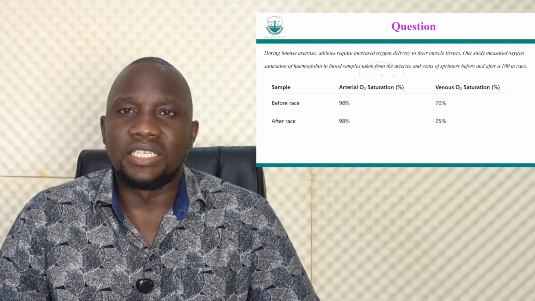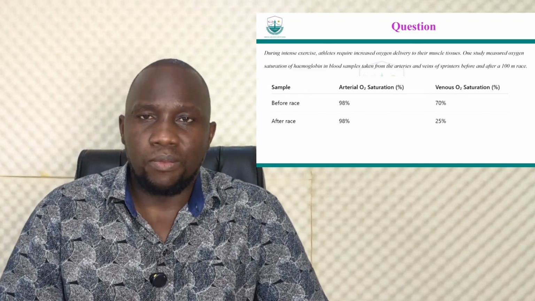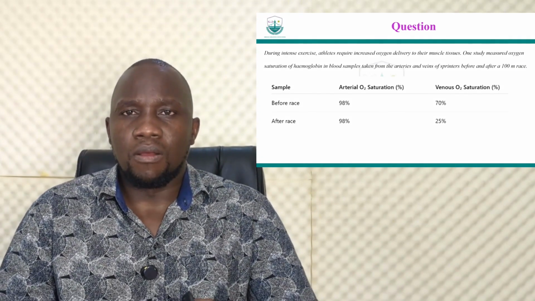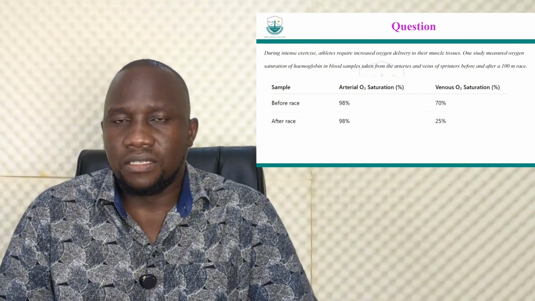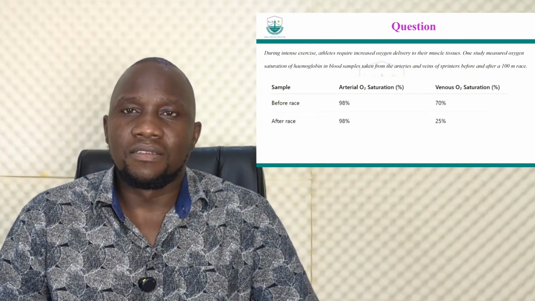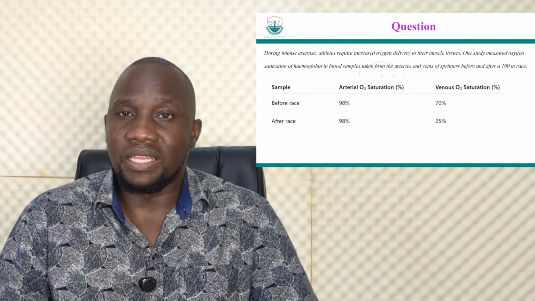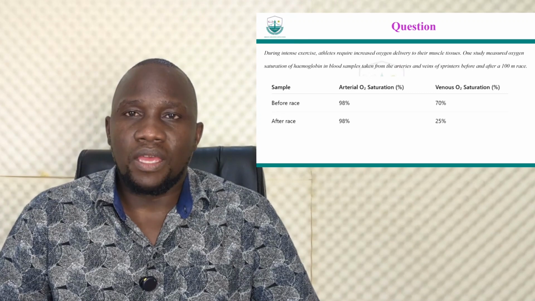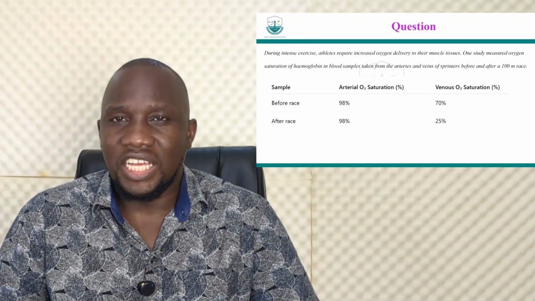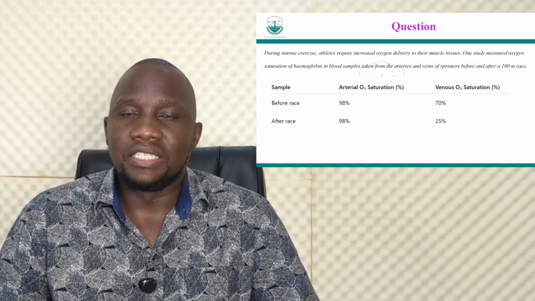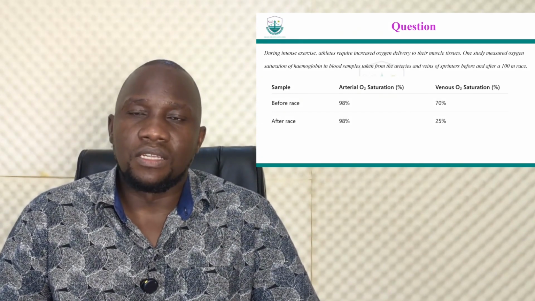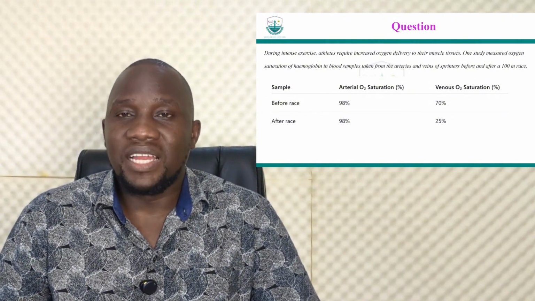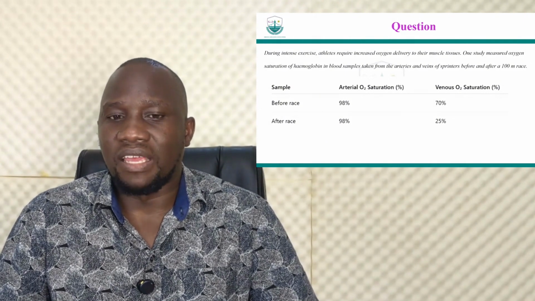because these samples are collected from athletes whose blood has been collected after an intense exercise, where they require a lot of oxygen being delivered to their tissues. And then we are checking for the percentage saturation with oxygen for the blood in the arteries, and also for the blood in the veins.